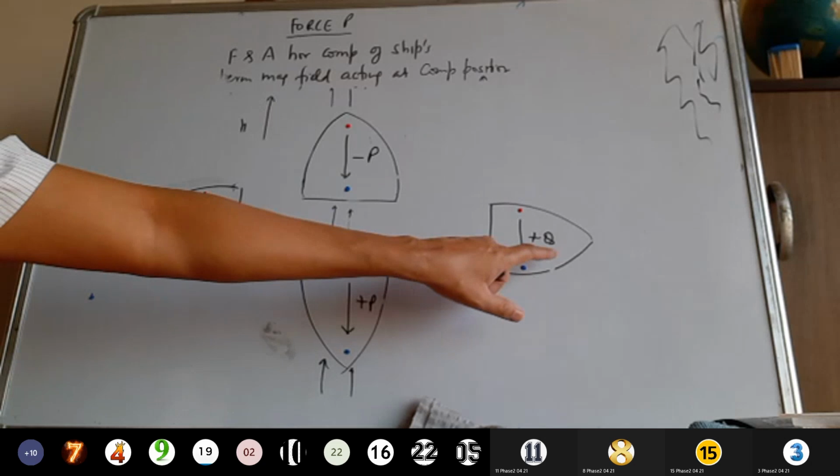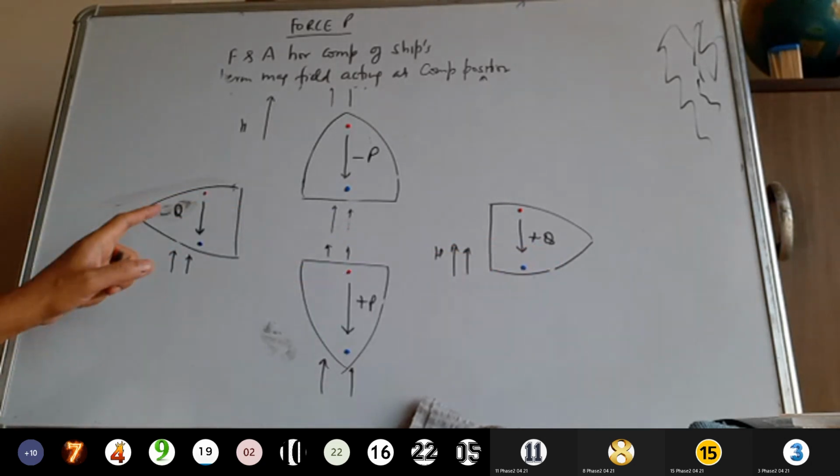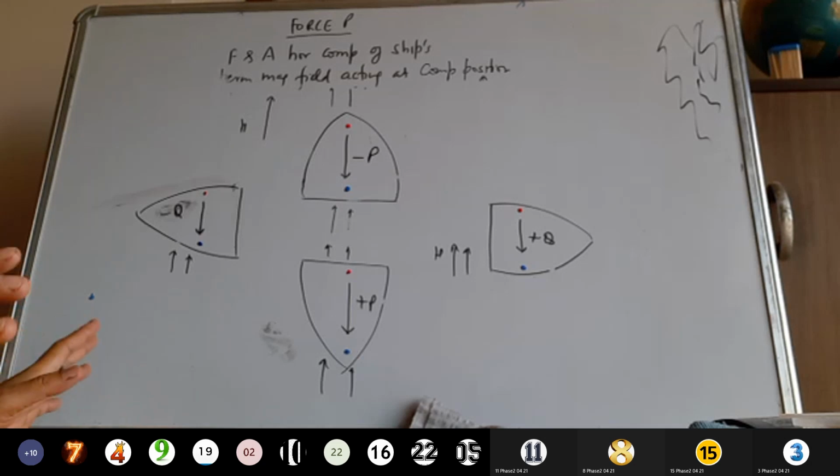So a vessel which is built in the easterly direction will always have plus Q. A vessel which is built in the westerly direction will always have minus Q. Is this much understood?